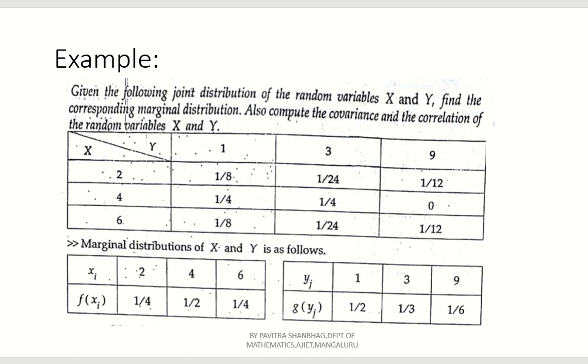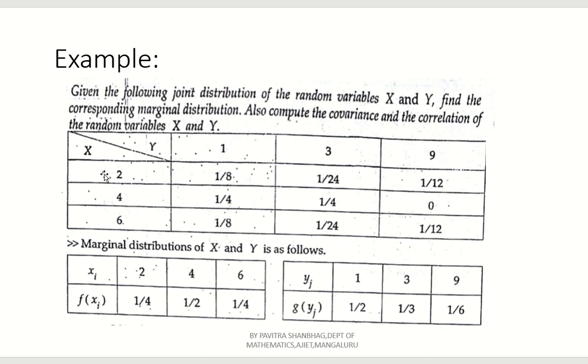Next, see here. Given the following joint distribution of the random variables x and y, find the corresponding marginal distribution. Also compute the covariance and the correlation of the random variables x and y. Here x values are 2, 4, 6, y values are 1, 3, 9. Now 1 by 8, 1 by 24, 1 by 12, 1 by 4, 1 by 4, 0, 1 by 8, 1 by 24, 1 by 12.